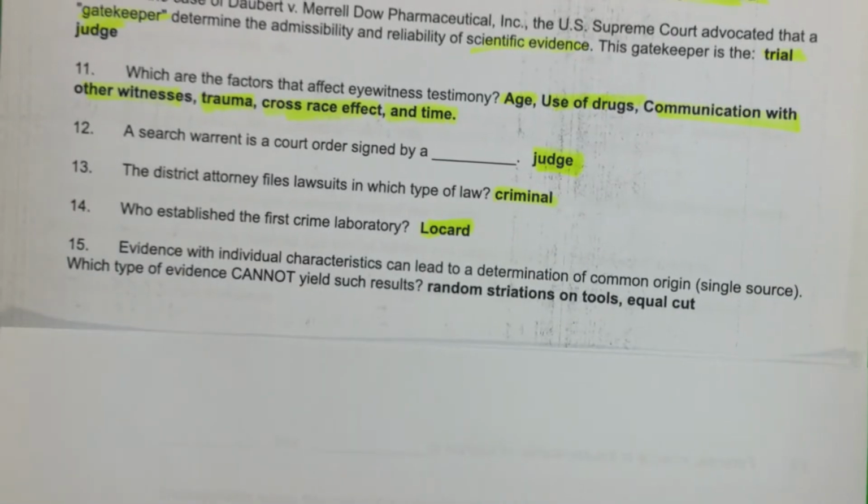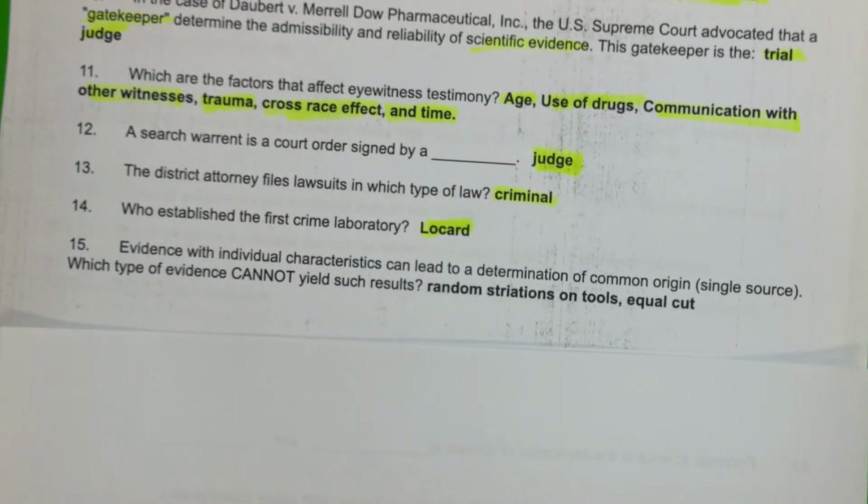Number 15, evidence with individual characteristics can lead to determination of common origin, so a single source. Which type of evidence cannot yield such results?